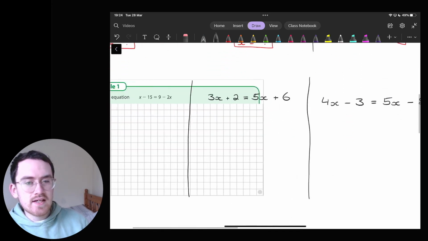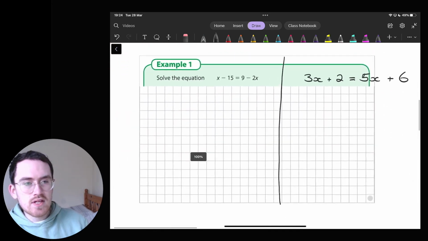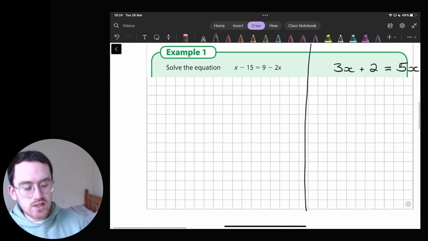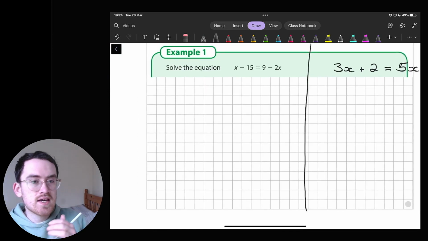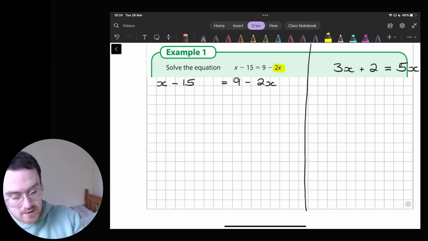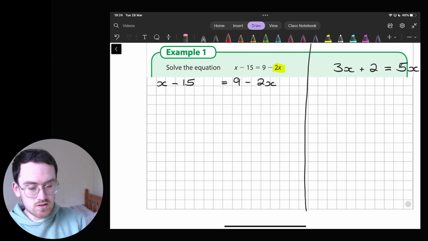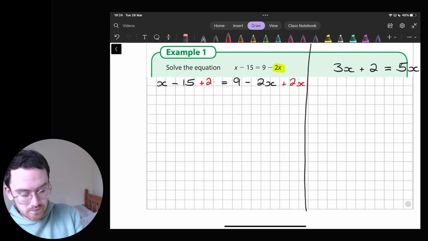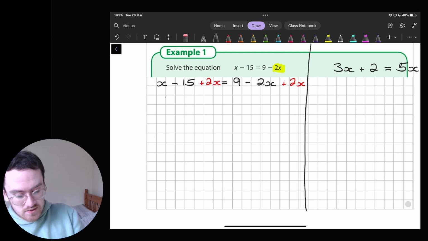Looking then at these next few examples, there's something ever so slightly different with some of these. So looking at the first one, we can see that on the left hand side we have maybe a minus x. We're going to approach it the same way. So x minus 15 equals 9 minus 2x. So again, I would like to move this 2x. And at the minute it's minus 2x, so the opposite would be to add 2x. And I'll do that to both sides. What that means I have on the left hand side now is 3x minus 15 is equal to 9.